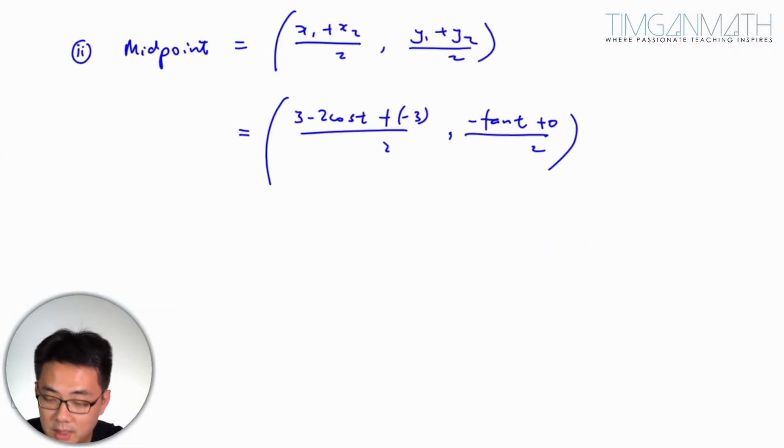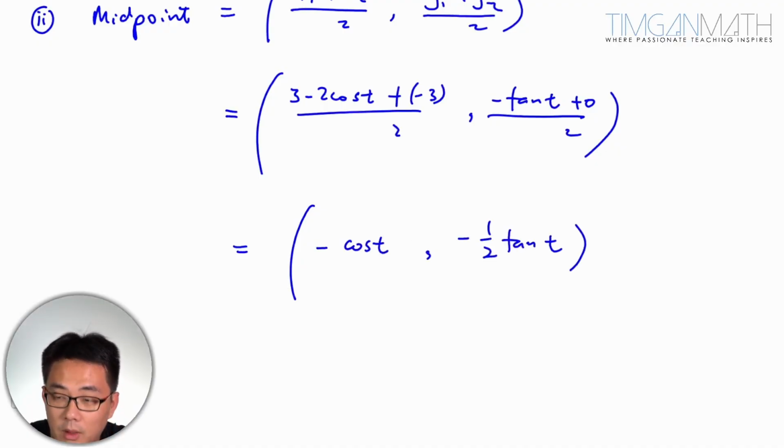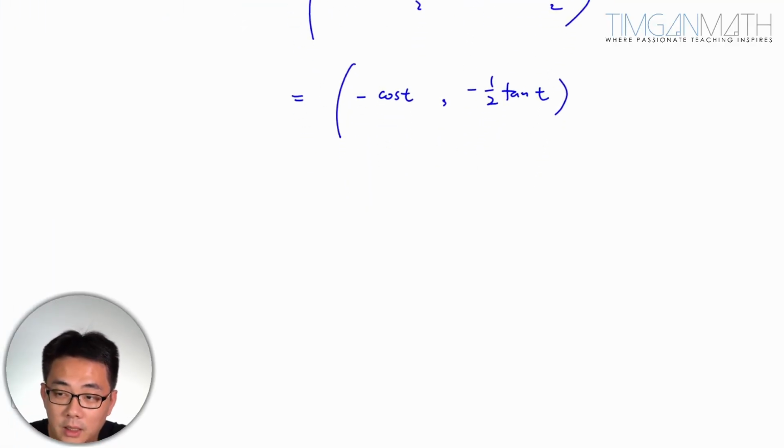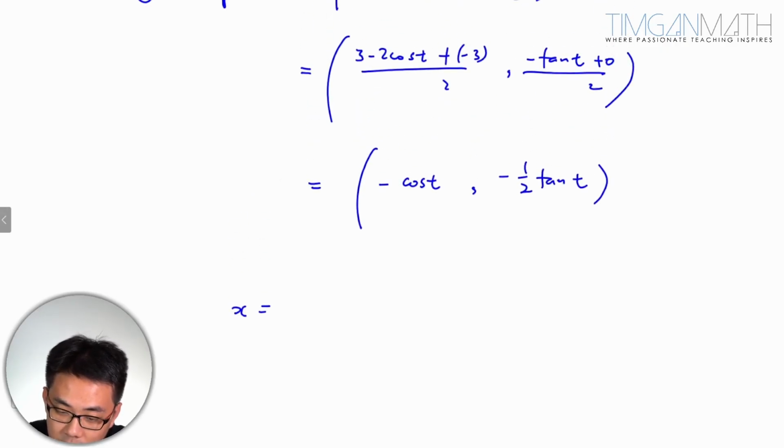So the locus just means the governing here. Once we've done that, we get negative cosine t. This is negative half t. Alright, so now we need the Cartesian equation. In this case, this is a parametric equation, meaning this is my x, this is my y. So this is actually x comma y.